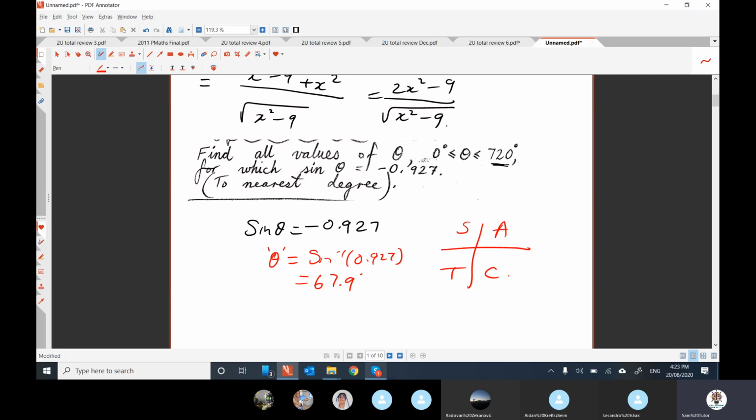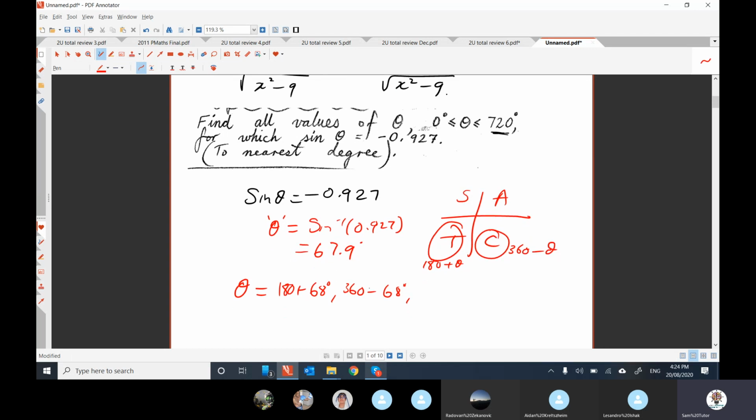Then you ask yourself, where is sine negative? Which is T and C. Sine is negative here and here. So your actual theta is? This is 180 plus theta, and this is 360 minus theta. So 180 plus, let's just do 68 degrees, is 248, and 360 take away 68 is 292. Perfect. And that's it? Yeah. Cool.